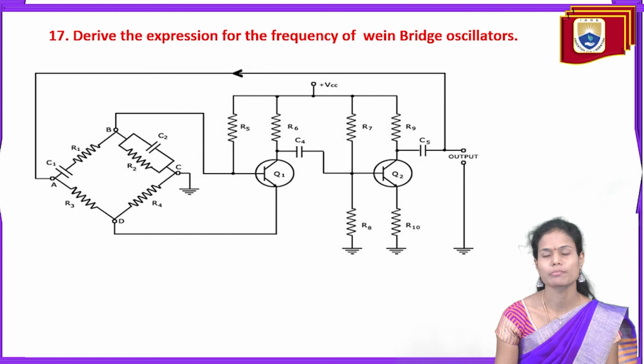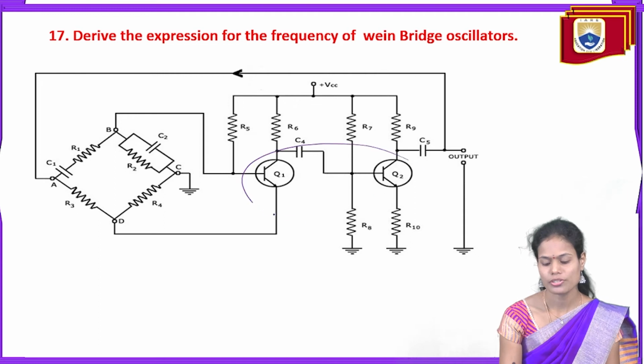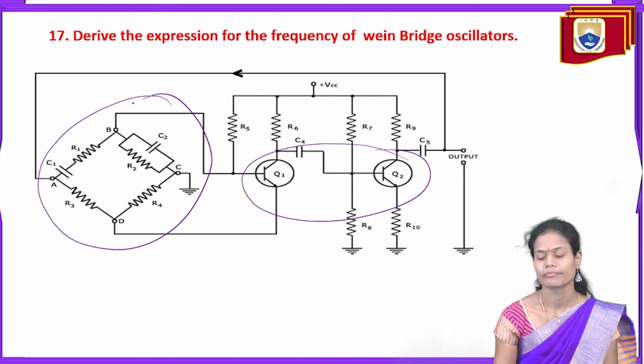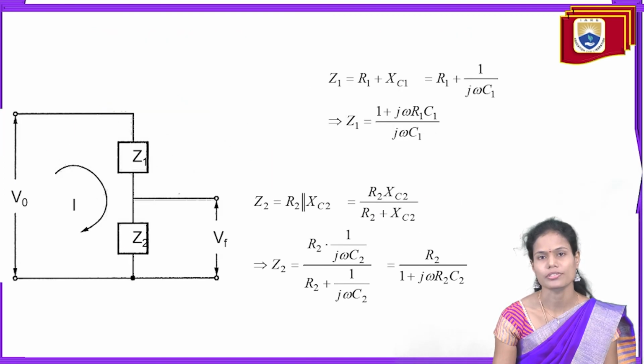And next, derive the expression for the frequency of Wien bridge oscillator. So in the Wien bridge oscillator, we are going to utilize the 2 stages of the amplifier and 1 feedback network in the form of a bridge. So we have to analyze this circuit to find the frequency of oscillations.